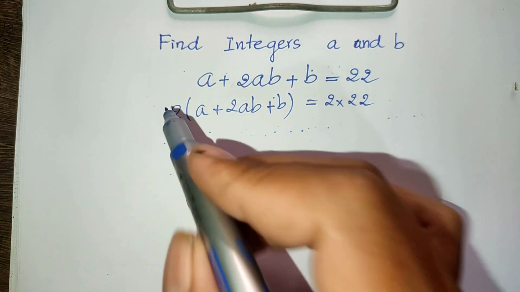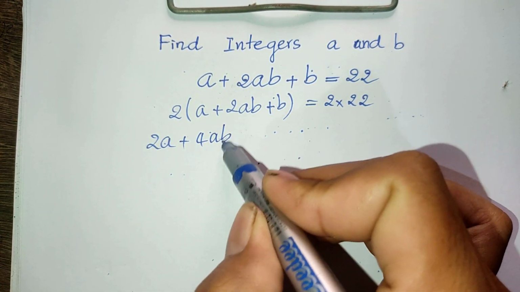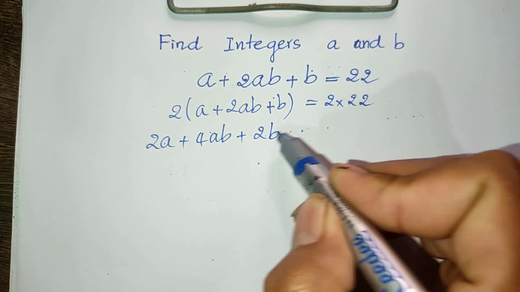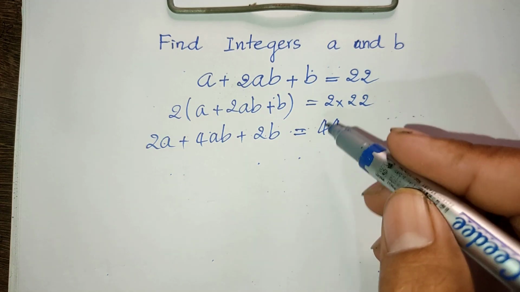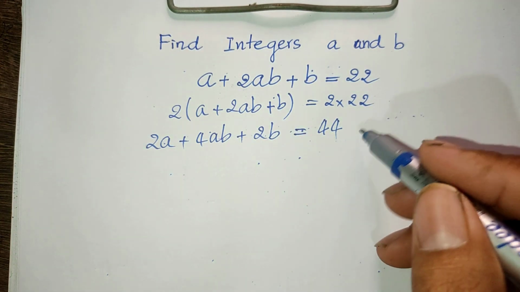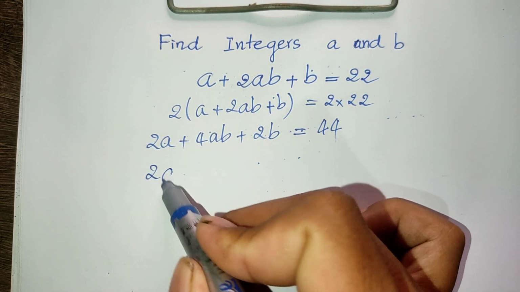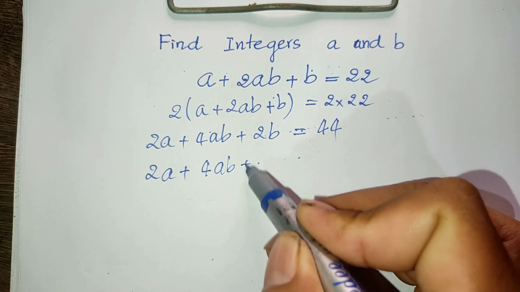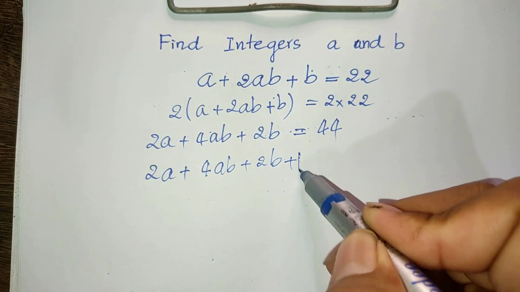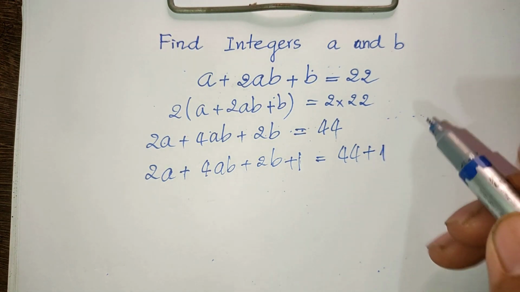And now we get 2a plus 4ab plus 2b equal to 44. And now I add 1 to both sides of this equation. So I get 2a plus 4ab plus 2b plus 1, and 44 also plus 1.